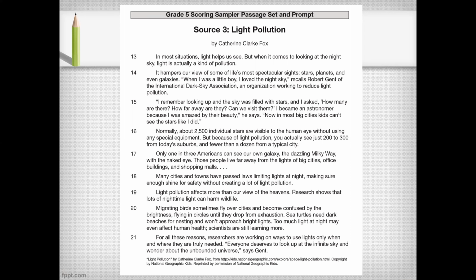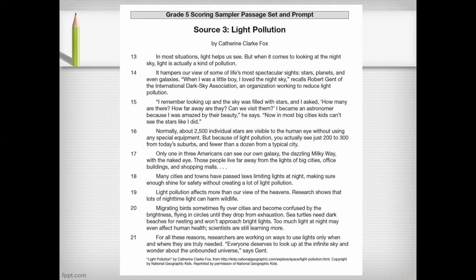When I was a little boy, I loved the night sky, recalls Robert Gent of the International Dark Sky Association, an organization working to reduce light pollution. I remember looking up and the sky was filled with stars, and I asked, how many are there? How far away are they? Can we visit them? I became an astronomer because I was amazed by their beauty, he says.